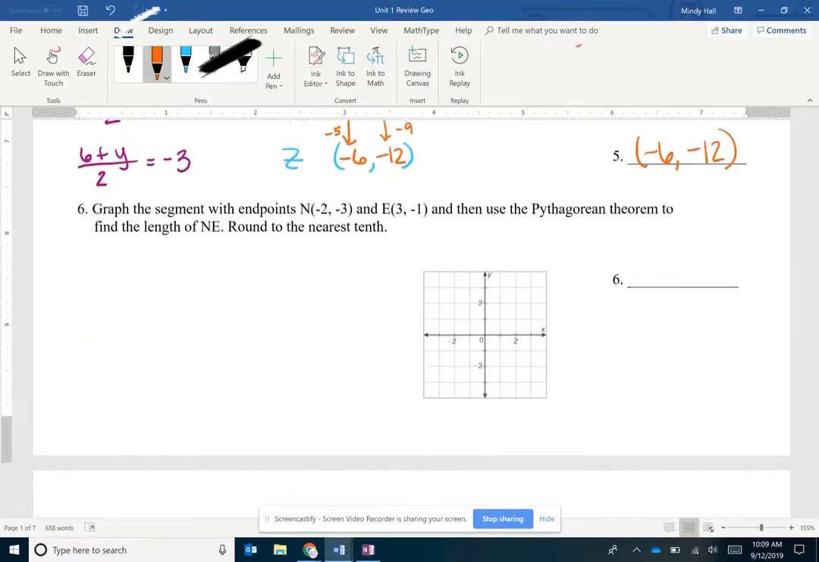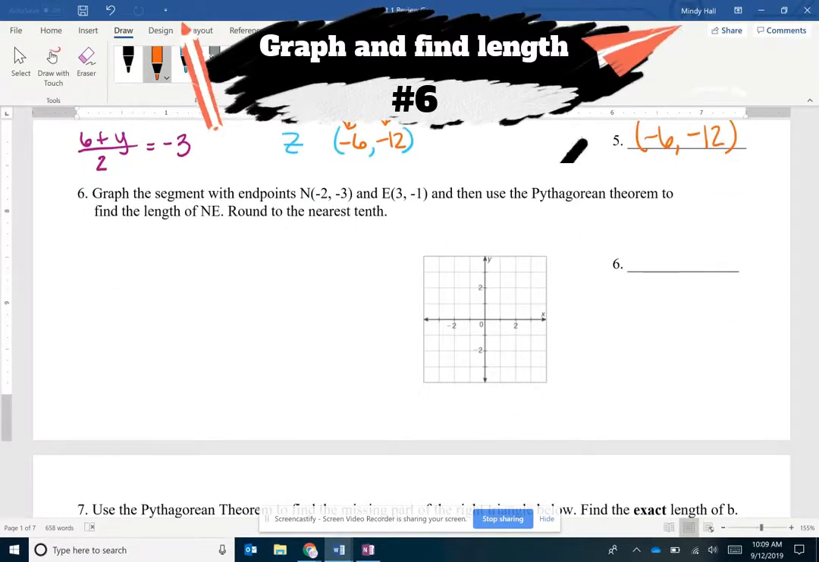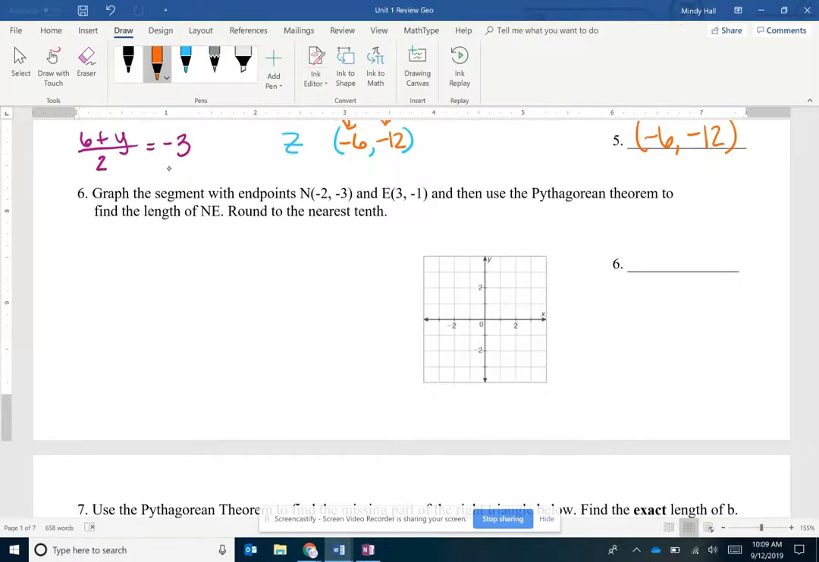So now we're going to graph the endpoints -2, -3, and 3, -1. So -2, -3 is N, and 3, -1 is E. And we want to use the Pythagorean theorem to find the length of NE. You have to draw in your own little right triangle. It doesn't matter if you put it on the top or on the bottom like I did. Regardless of which way you see it, one of the legs of the right triangle is going to be 2, and the other one is going to be 1, 2, 3, 4, 5.